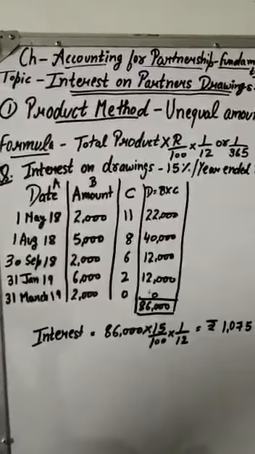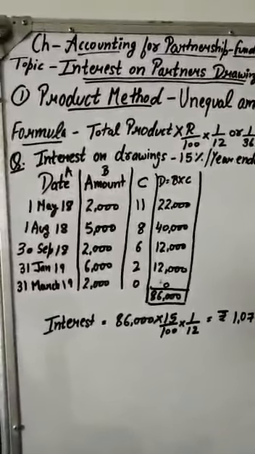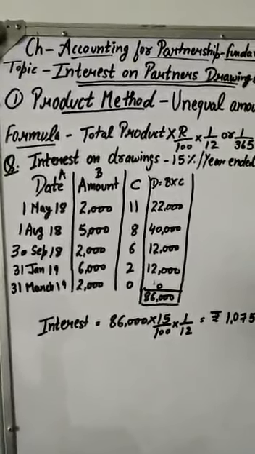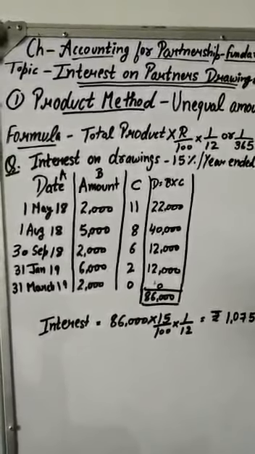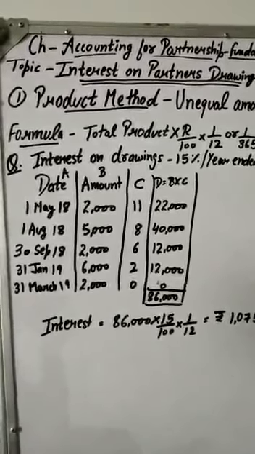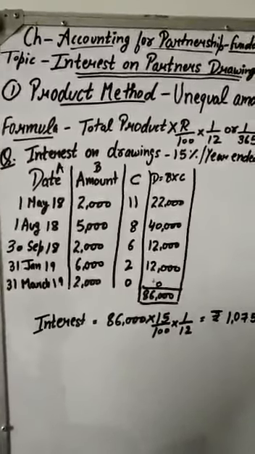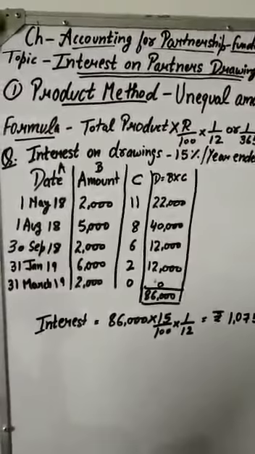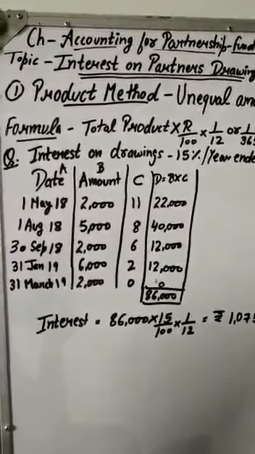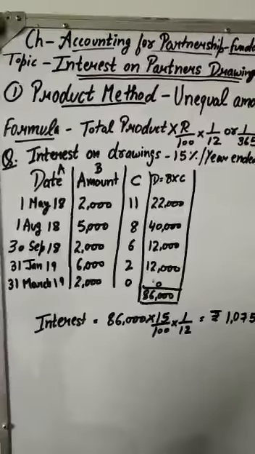if the partner has withdrawn the money more than once in a year, then he has to pay the interest on each and every drawing, for the period he has used that money. For example, if he has withdrawn 1000 rupees in the month of April, we have to calculate how many months he has used that money till 31st March. Then if he has withdrawn the money in the month of December, we have to calculate how much time he has used that money until the year closed.